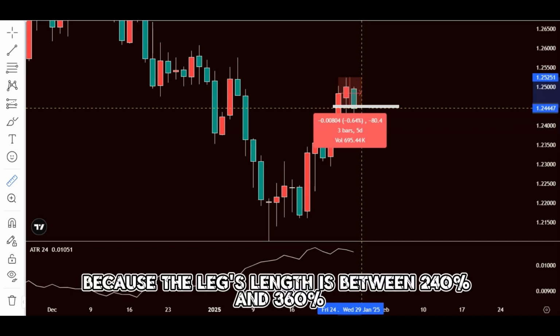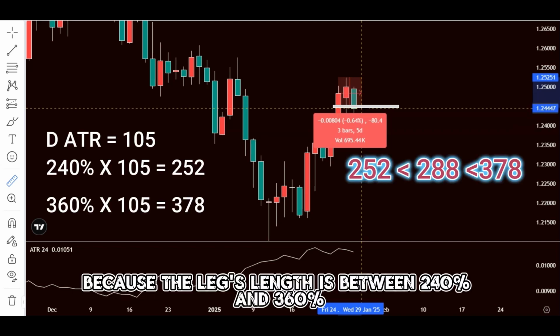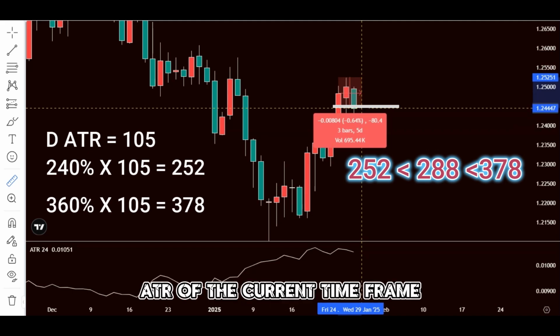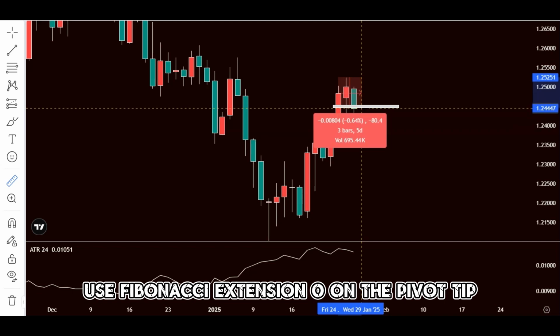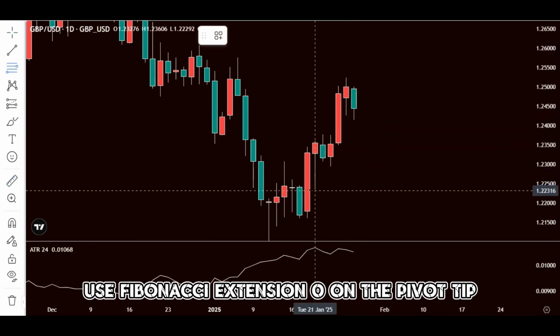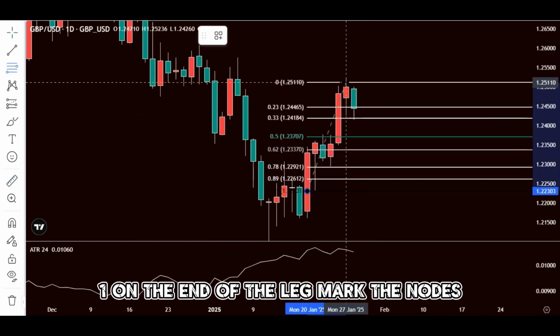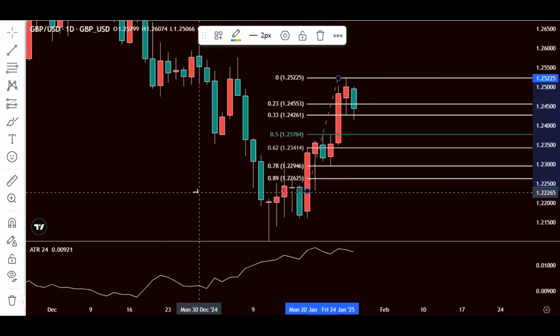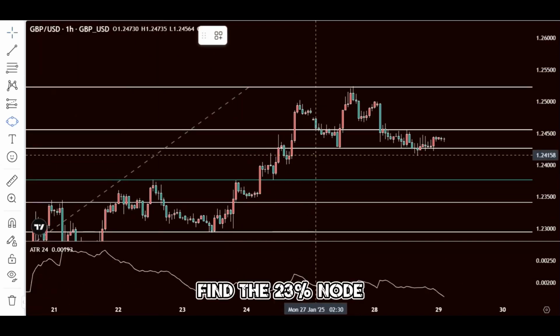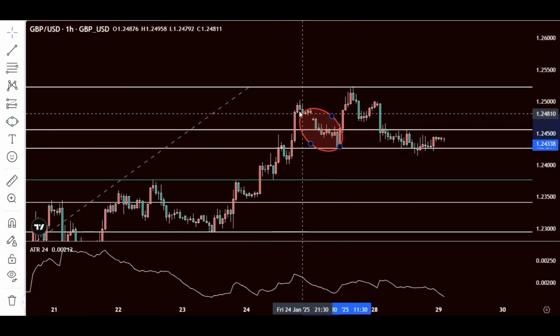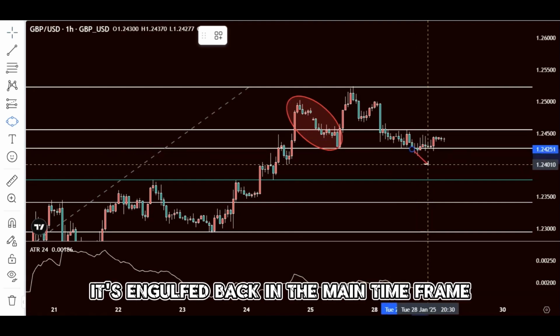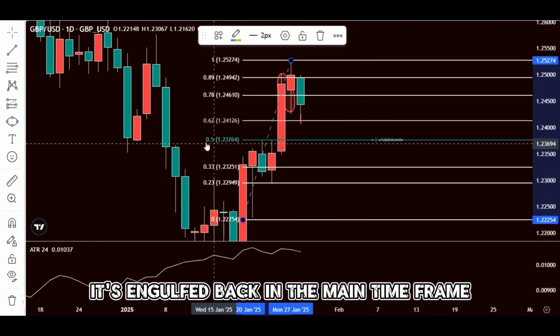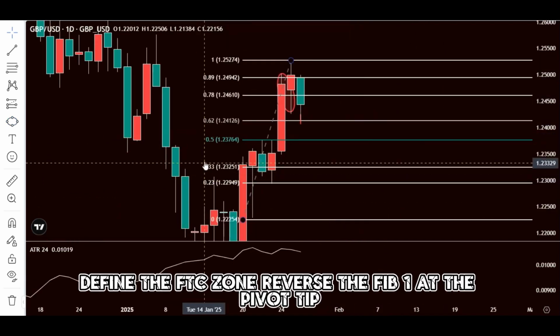This matters because the leg's length is between 240% and 360% ATR of the current time frame. Use Fibonacci extension 0 on the pivot tip, 1 on the end of the leg. Mark the nodes. Go to the 1H trigger time frame. Find the 23% node. It's engulfed. Back in the main time frame, define the FTC zone.